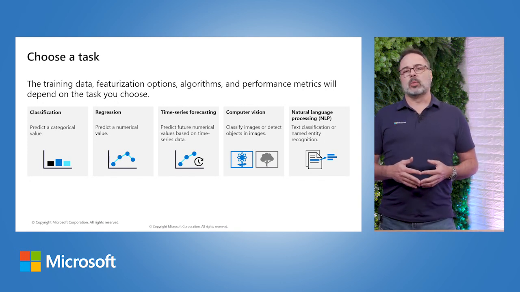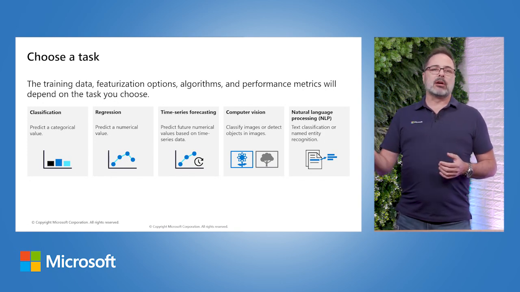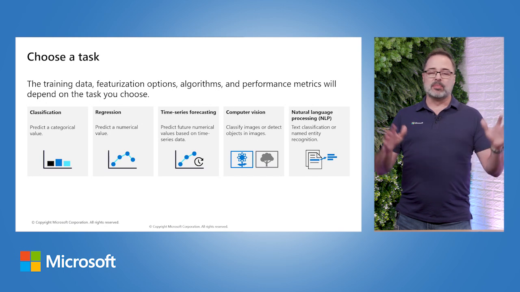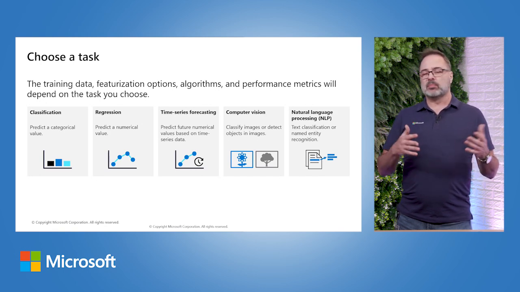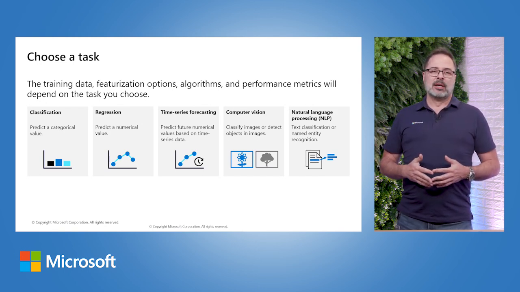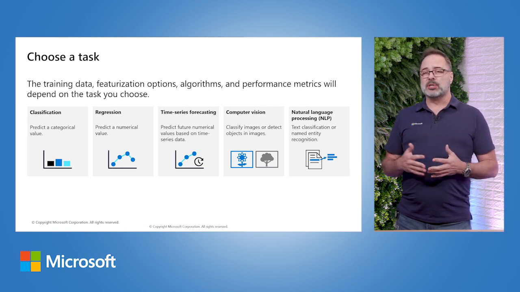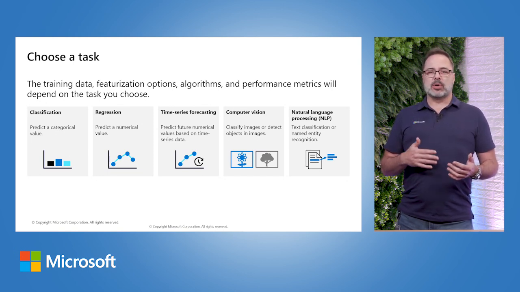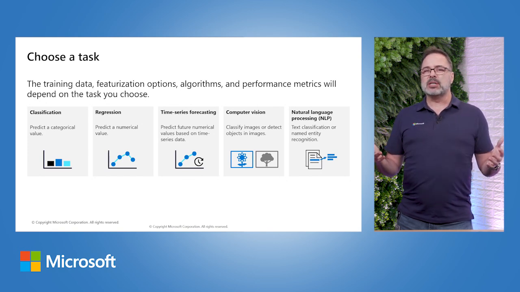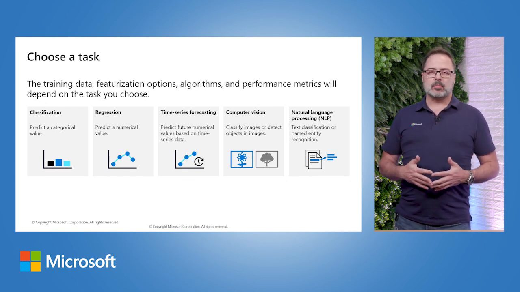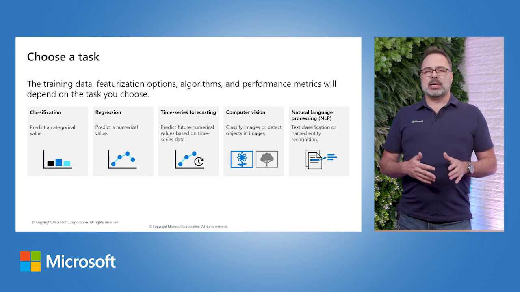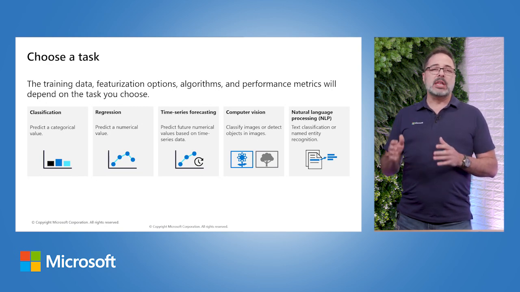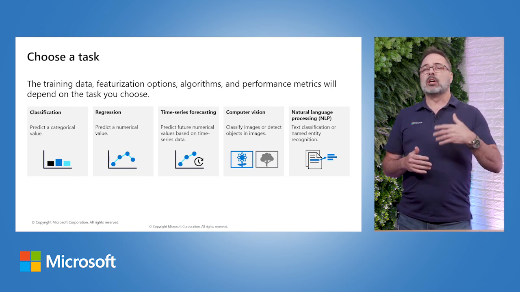Time series forecasting, which is intended to predict future numerical values based on a time series of data. So the easy example on this one is stock market predictions. Computer vision, which is used to classify images and detect objects within images. And natural language processing, or NLP for short, which is used to do text classifications or named entity recognition, which is essentially to do processing of text. Within each of these categories, AutoML supports a number of specific algorithms that can be configured for experimentation.